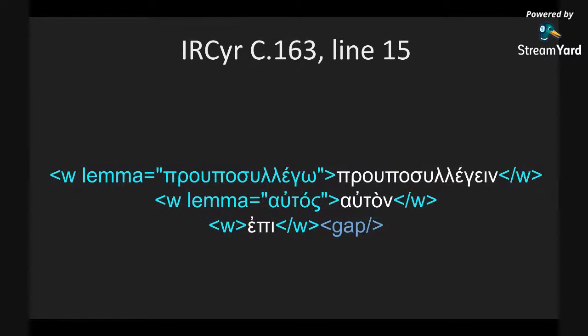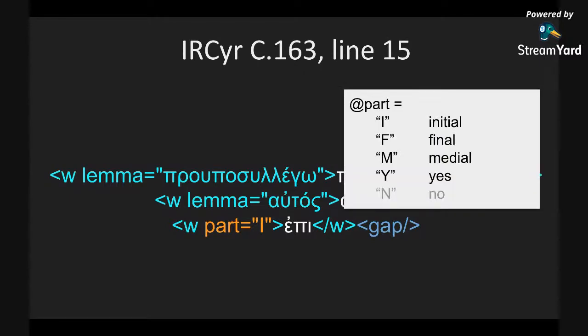So we can lemmatize all of the other words. We can't lemmatize epi because it could be almost anything. Instead, we say epi is only part of the word. And which part of the word is it? It's the initial part. And here are the possible values you can use on that attribute part: initial, final, medial, yes or no. In practice, we never use no, so I've got that grayed out, because if you mean it's not a part, you just don't use the part attribute, right? It's the default value of the attribute, only there to show what it would mean if it were absent.